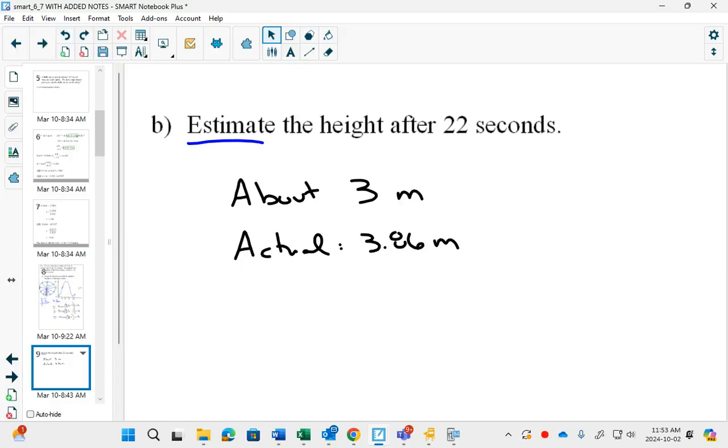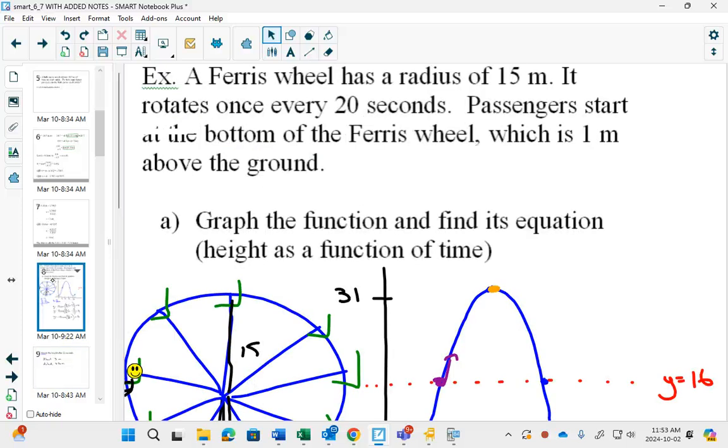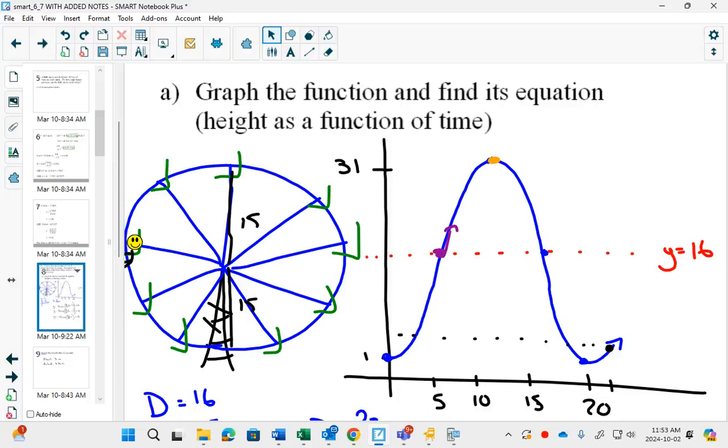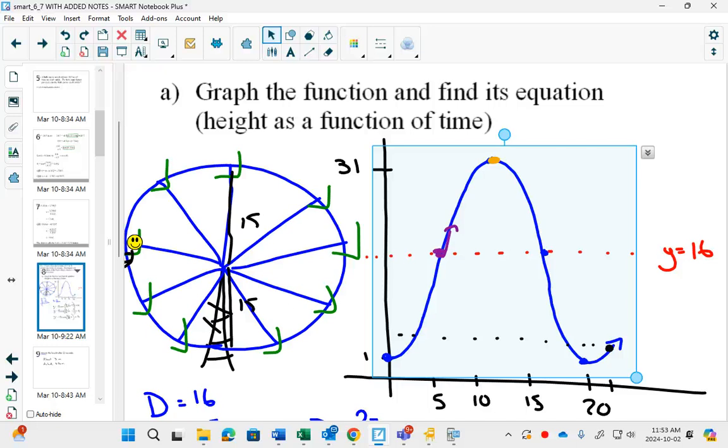So we could use our calculator to find it exactly. This question is a little bit more difficult because you're just given the situation. And the situation allowed us to find our maximum, our minimum, our period, our center line, and then we could go DAB-C from there.